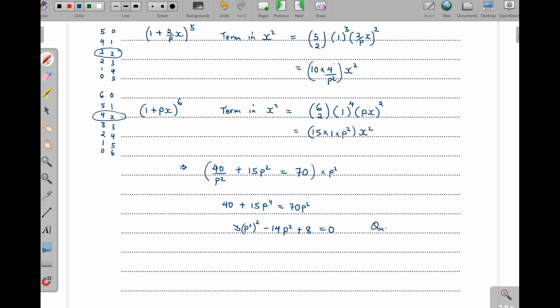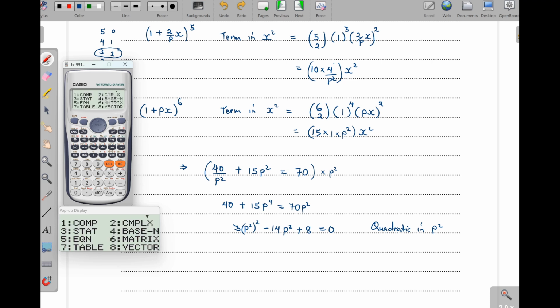I said this is a quadratic equation in p squared. So let's check whether this one is factorizable. We shall go to mod, then equation is 5, and then quadratic is 3.